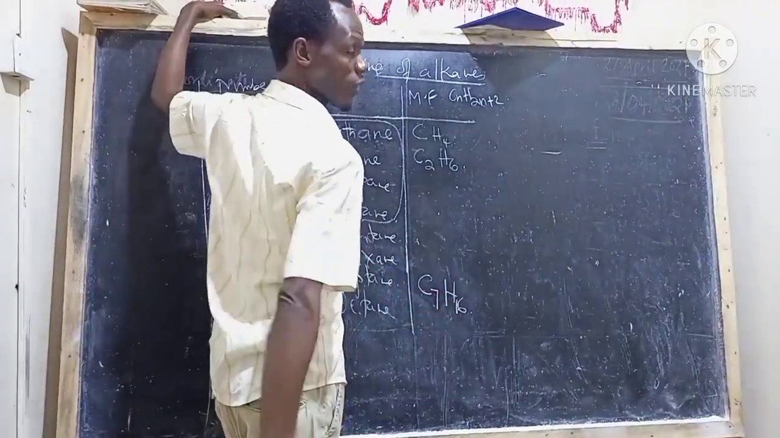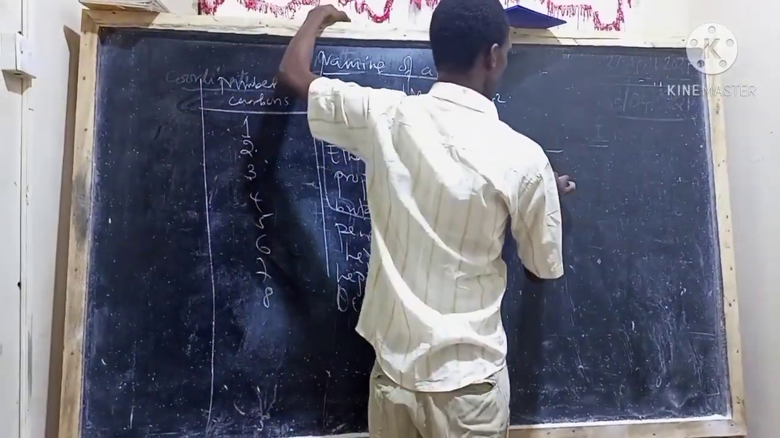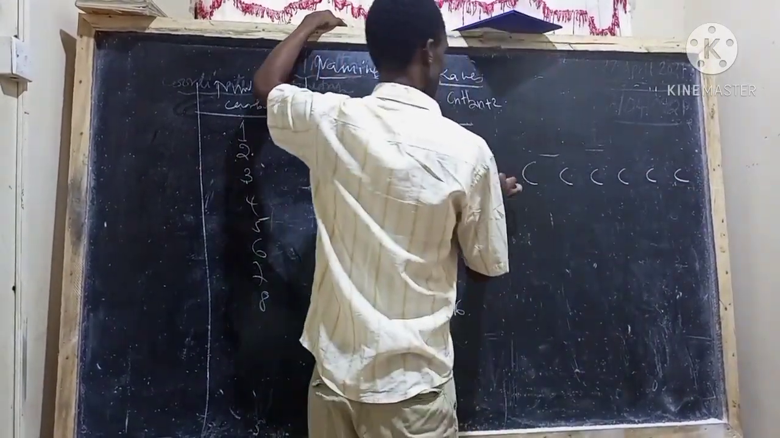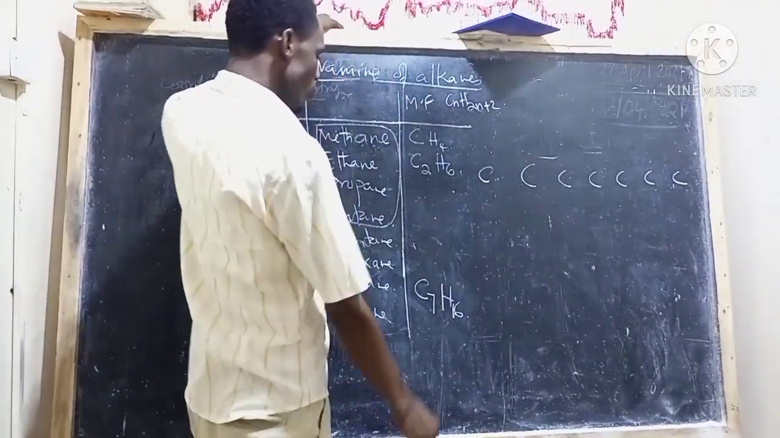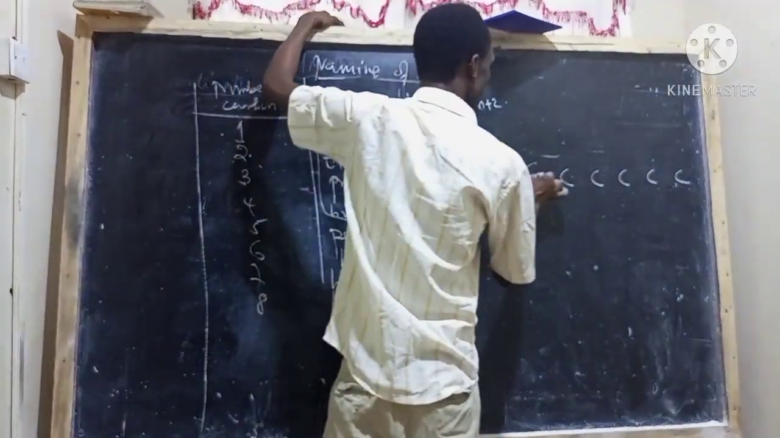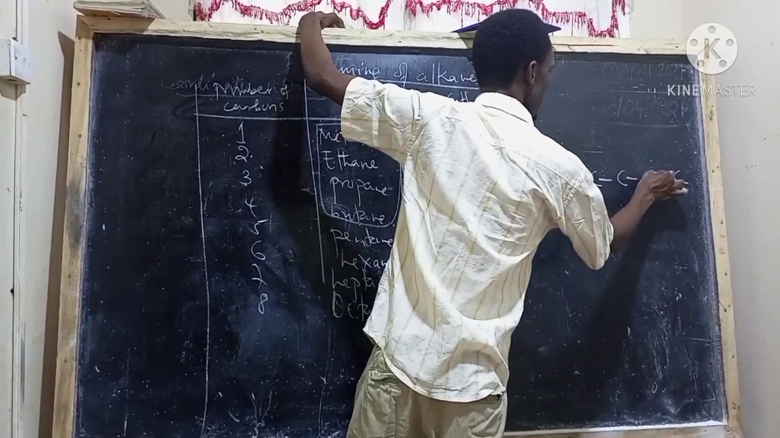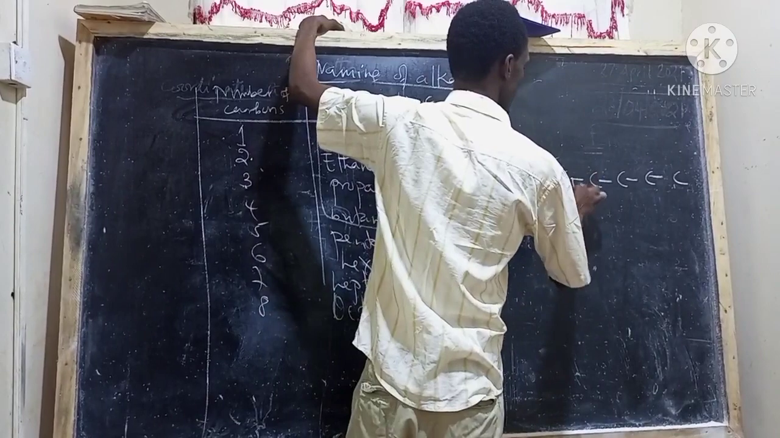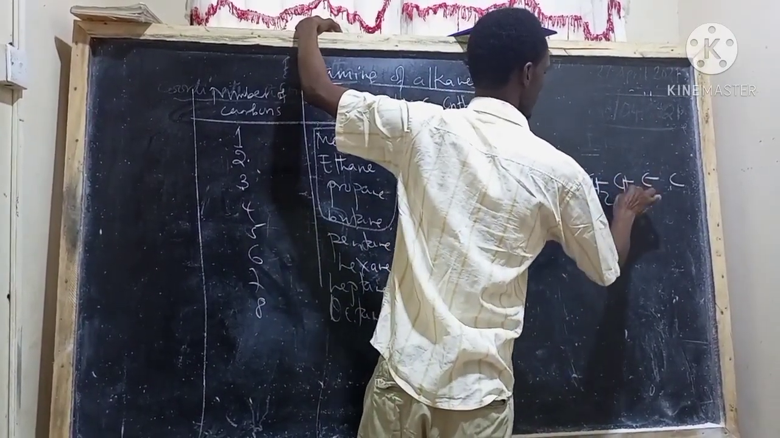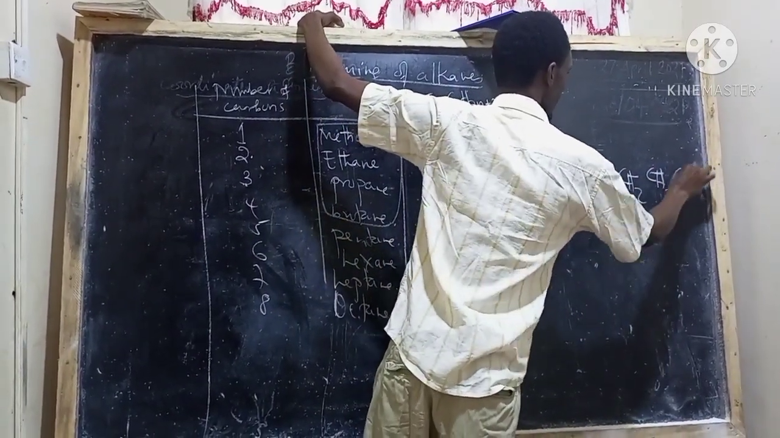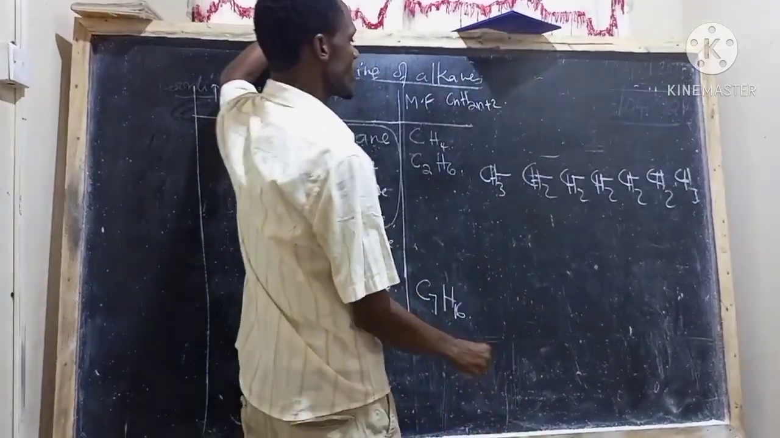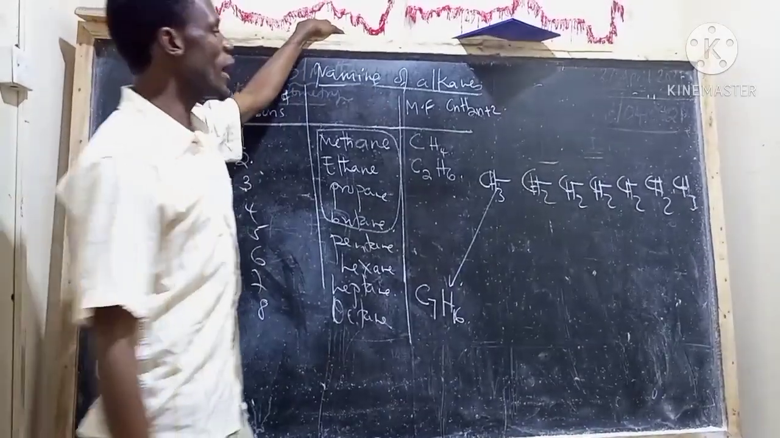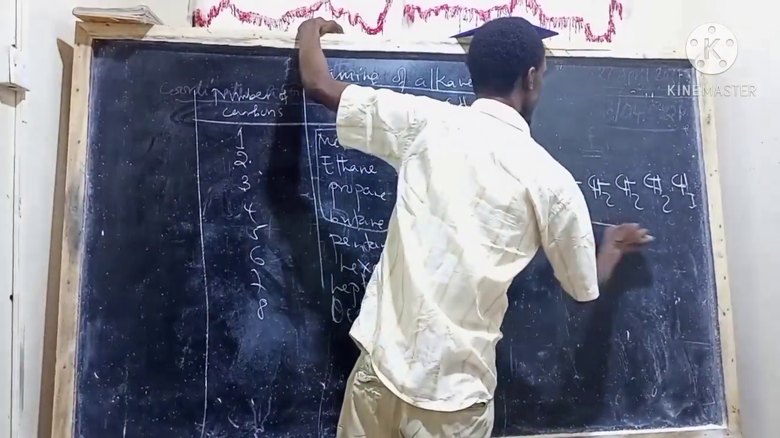This you can write in structural formula. Very simple. 1, 2, 3, 4, 5, 6, 7. Because we're just talking about alkane, it joins by single bonds. Then here we have 3, we have 2, then 2, then 2, then 2, then 2, then 3. This is the structural formula for this heptane. You may draw the isomers as you wish.